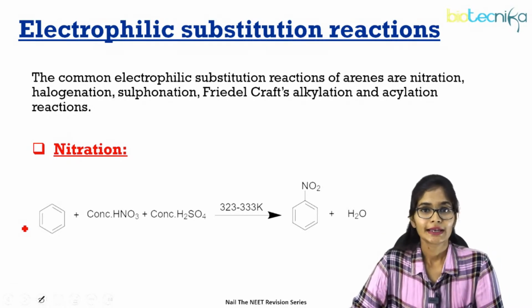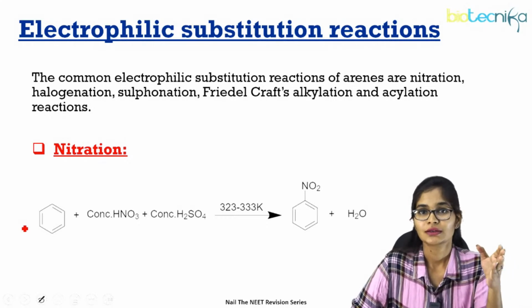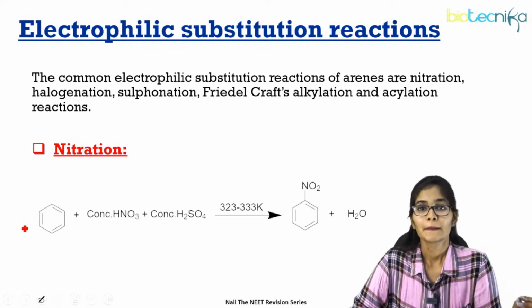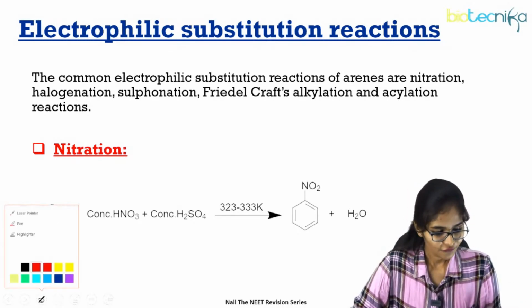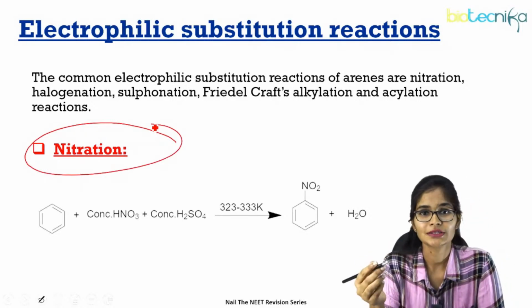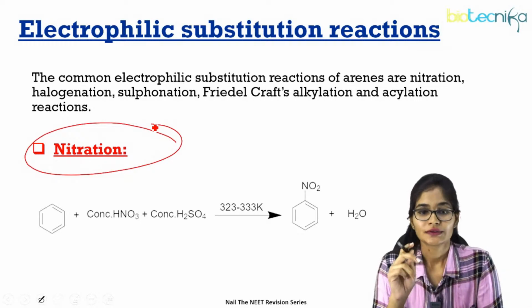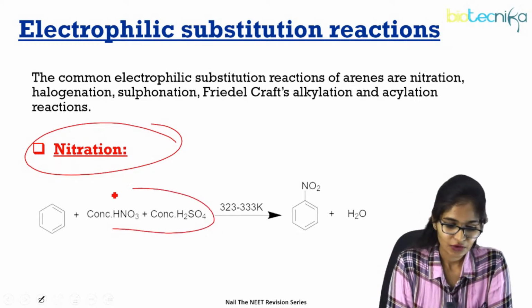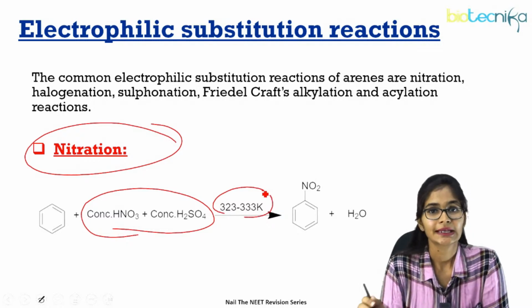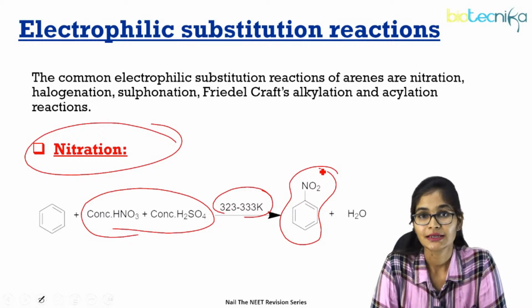So as I have told, in the electrophilic substitution reaction, the benzene is nucleophilic in nature, or else it is an electron-rich center, because electron density is more in the benzene ring. So now coming to the first method, nitration. In nitration, you have to take benzene and treat with concentrated HNO3 along with concentrated H2SO4 by maintaining 323 to 333 Kelvin, and you will get NO2 substituted benzene, that is nitrobenzene.